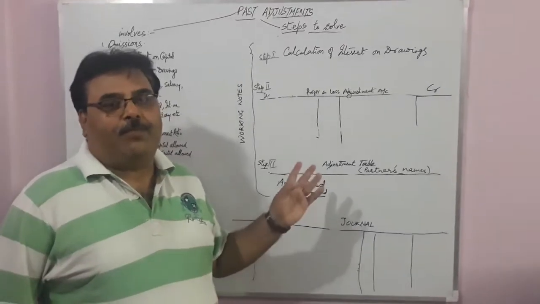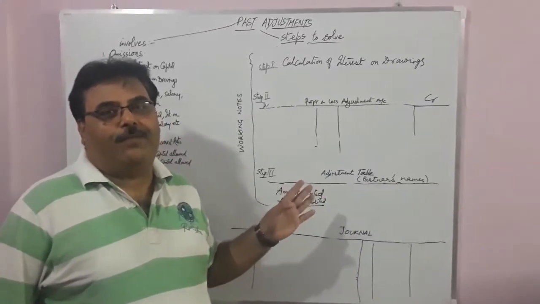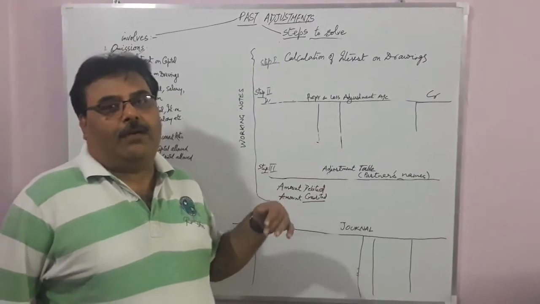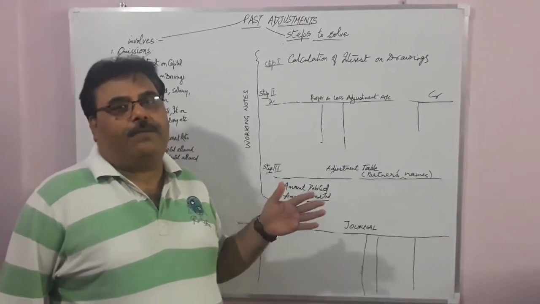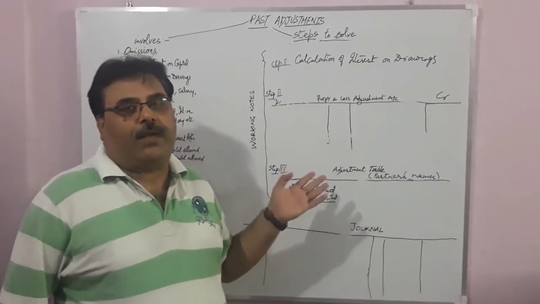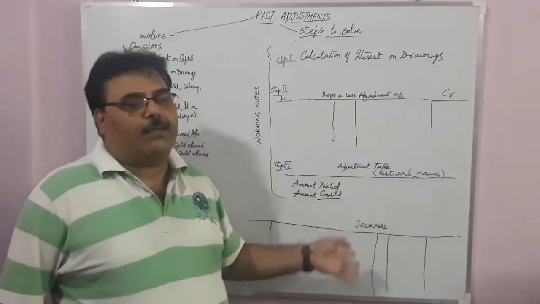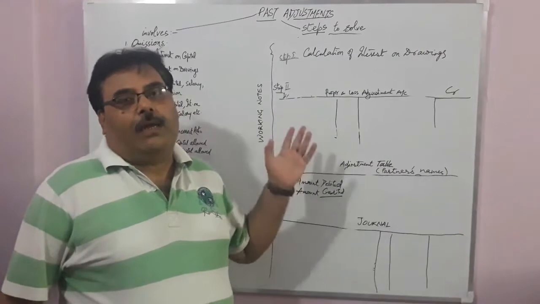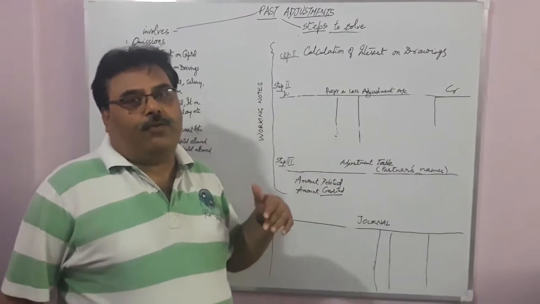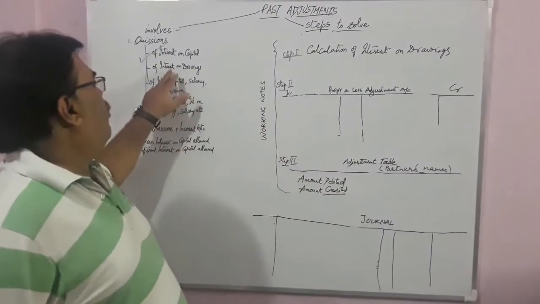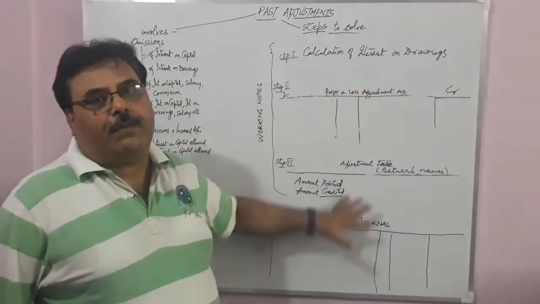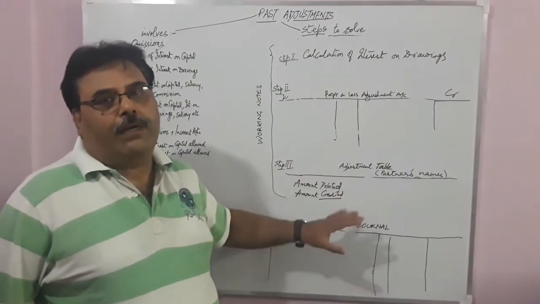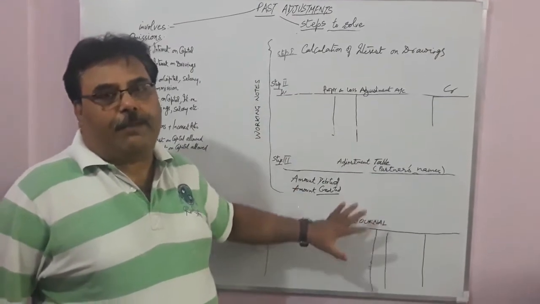Hey friends, this video is in continuation with the previous one and on past adjustments. In the previous video I discussed omission of interest on capital with the simplest method I have gone through, and now in this video I am going to discuss omission of interest on drawings and rectify it with the same method which I adopted while doing omission of interest on capital.